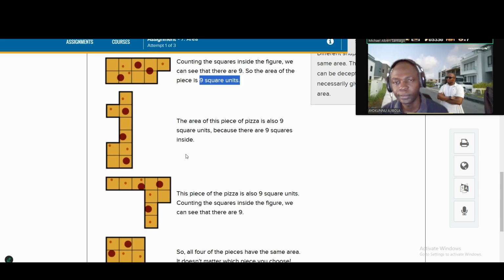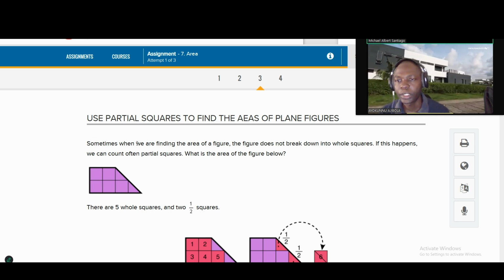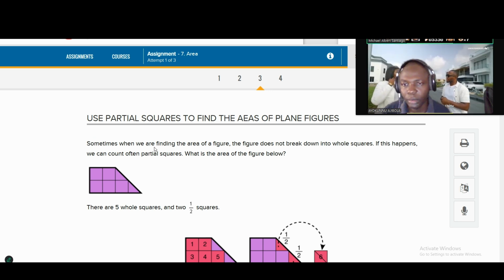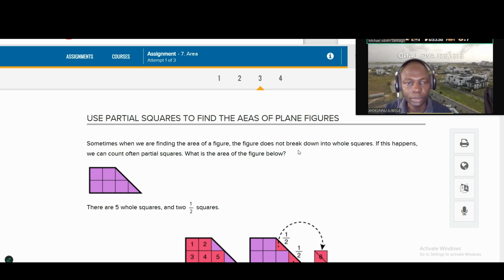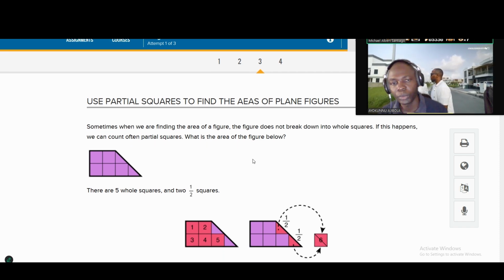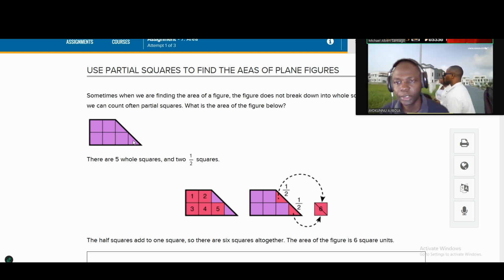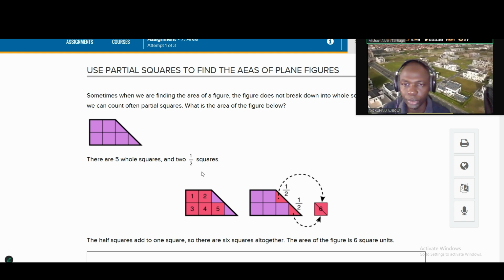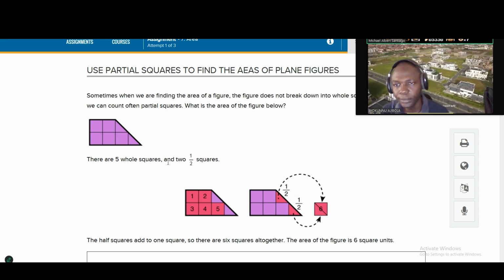Is that clear? Yes. On the next question, sometimes when we are finding the area of a figure, the figure does not break down into whole squares. If this happens, we can count often partial squares. So what is the area of this one? We can have one, two, three, four, five, and there are two half squares making one. That makes six. Is that clear?